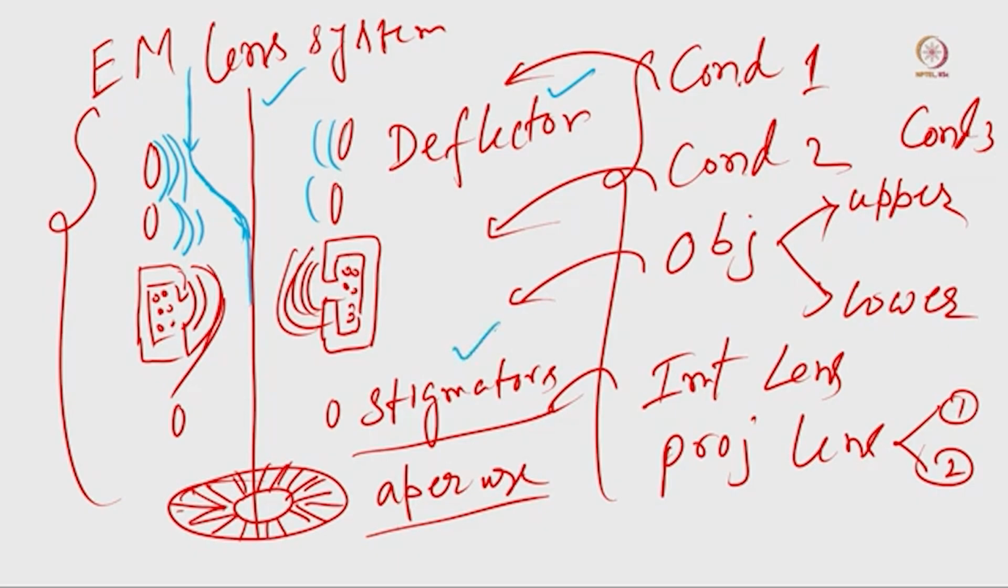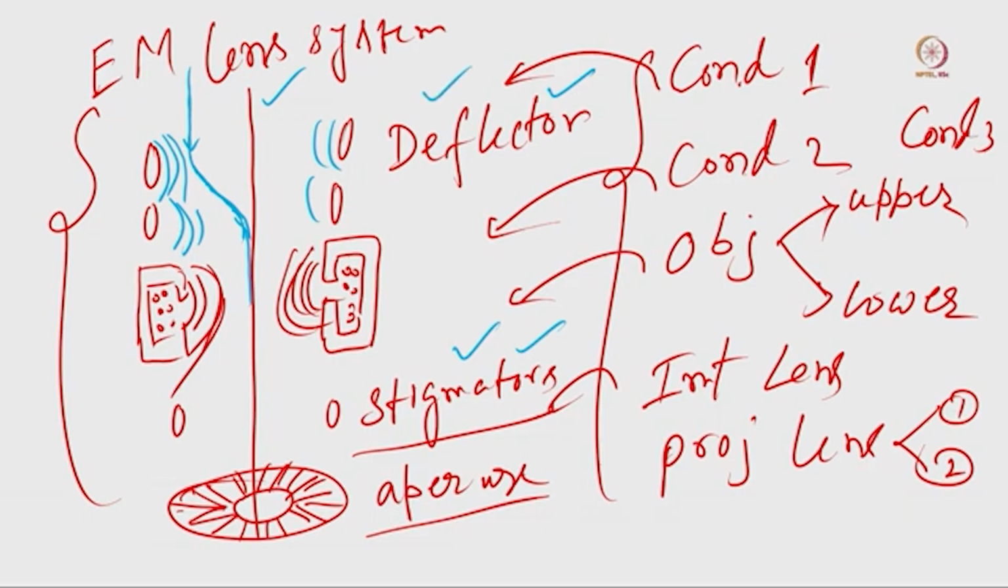Now there will always be some kind of aberrations. If we discuss all the aberrations, there are 4 major ones. One is astigmatism, the second is spherical aberration, then chromatic aberration, and coma. Those things we are going to correct with the stigmator or the deflector.